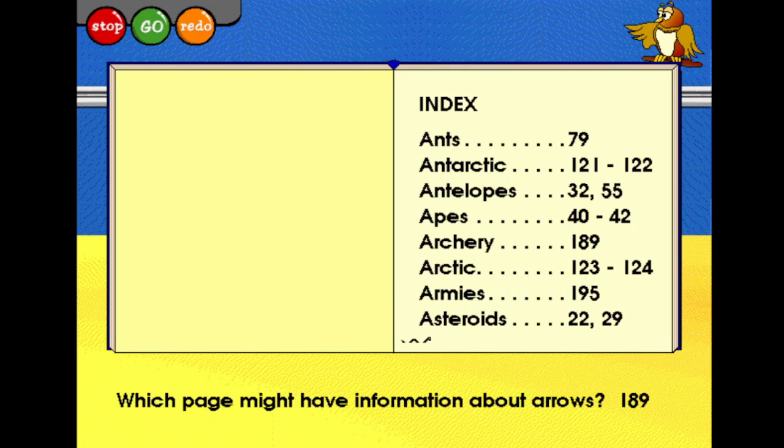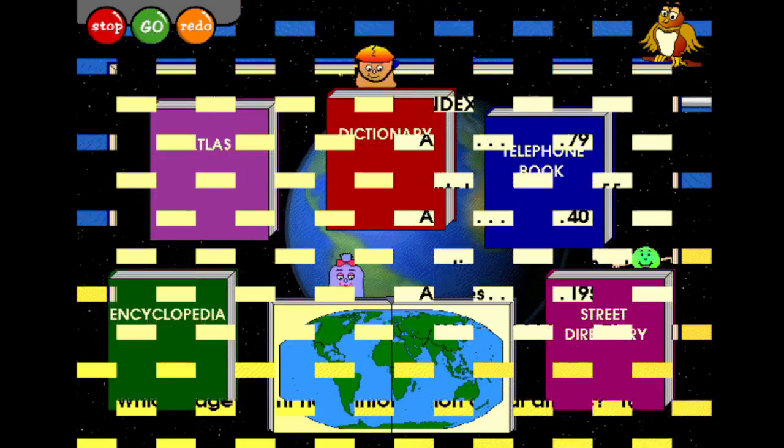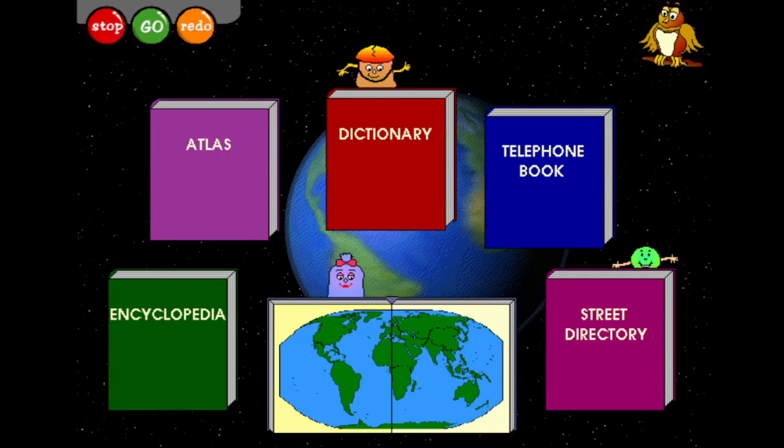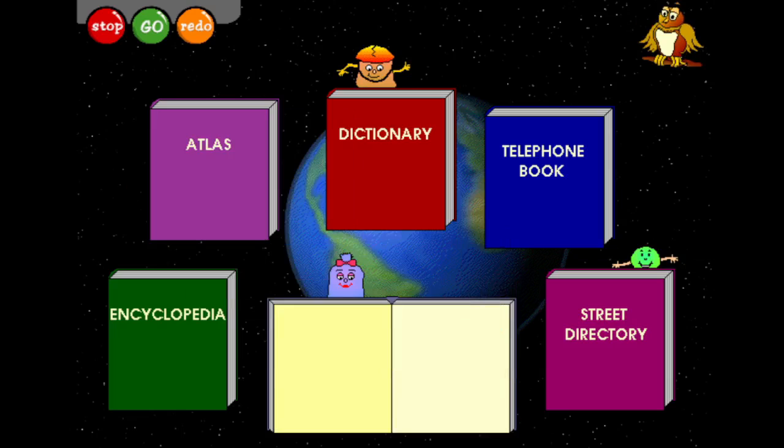That's really good. Click on Go to have some different fun, or click Redo to try the... Which reference book would you use to find this information? Drag and place the page on the correct book. Atlas.